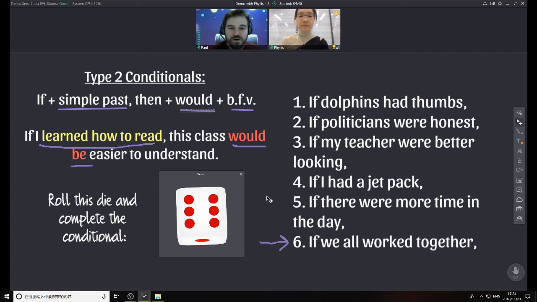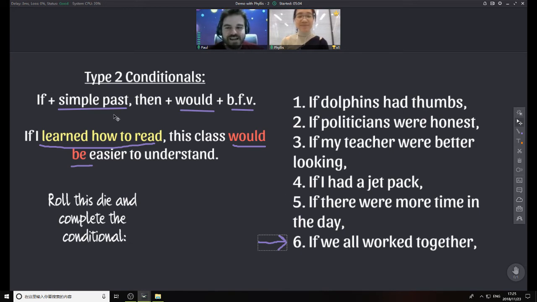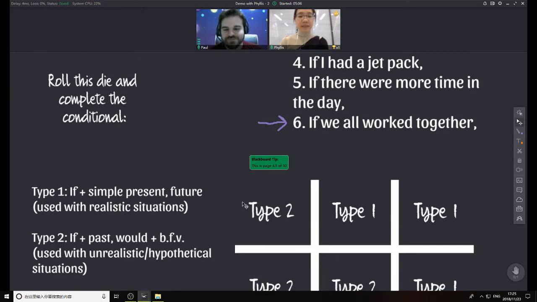Or maybe we could do something amazing. If we all work together, we could stop global warming. Maybe. I hope so. But that's not going to happen, right? So this is not very likely. Everybody working together, not very likely. All right, so that's type two, simple past would.